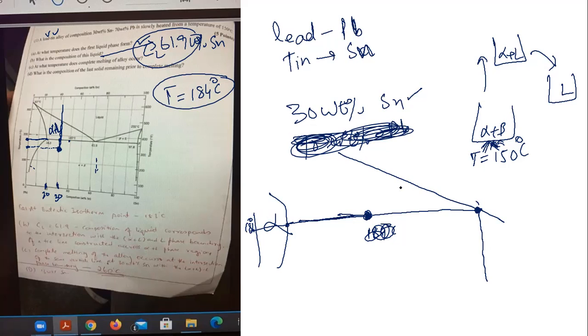The composition of liquid, I already told you, we can find by drawing a tie line. From this point, you draw a tie line, and this is the liquidus line. You will see where the liquidus line crosses. It crosses at this point. This is also the eutectic point, and it is also written here, 61.9. So the composition of liquid C_L is 61.9. And you get my point? Hamza, do you get my point? Yes, yes.